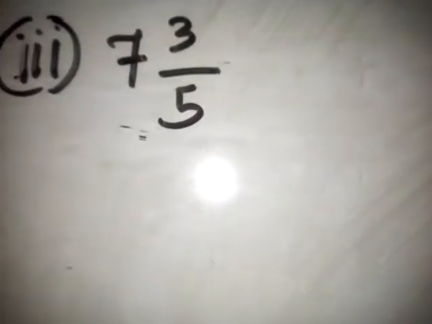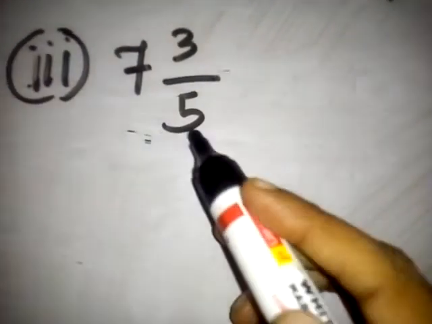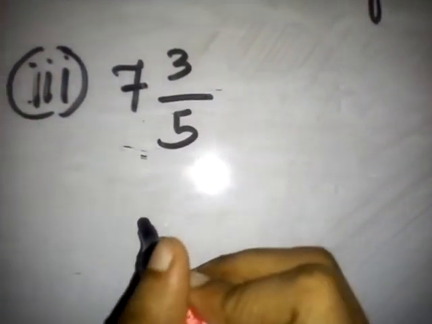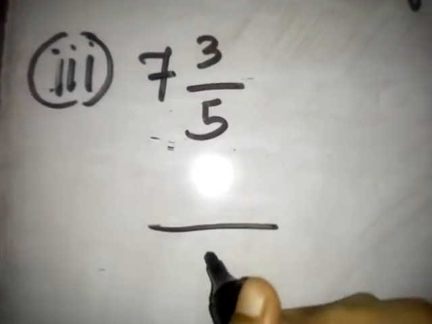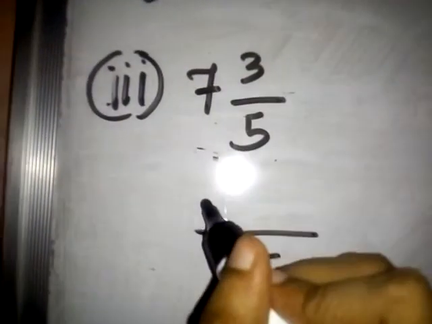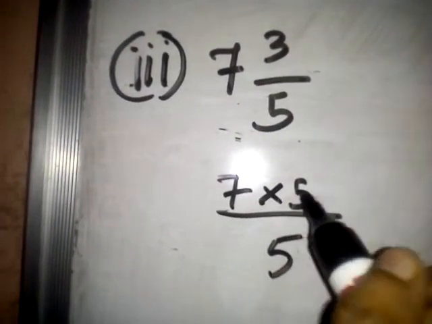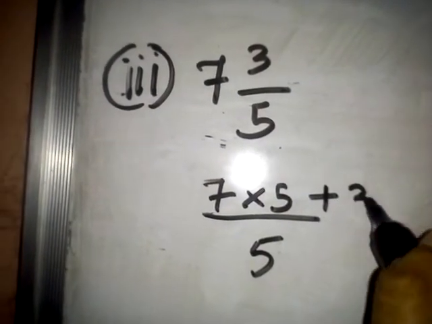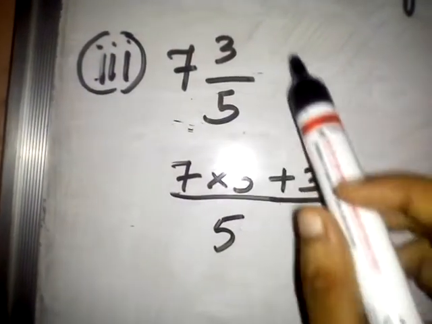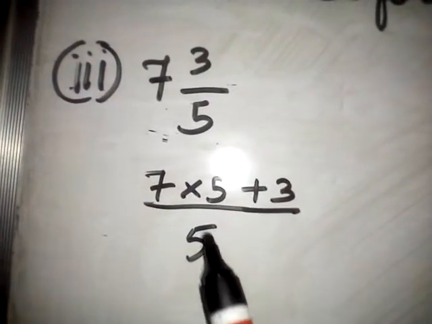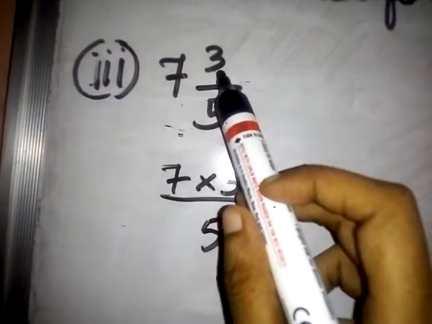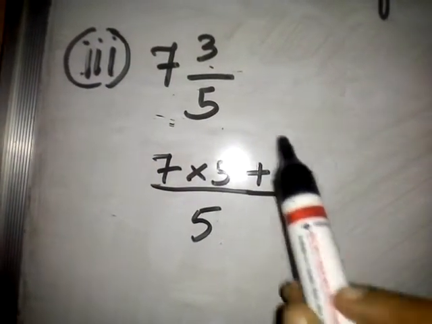Now look at the third sum. 7 and 3 upon 5. A mixed number is given. Integer, numerator upon denominator. First, you have to convert the mixed number into an improper fraction. Denominator, write as it is. The integer you have to take in multiplication form: 7 into 5, plus the numerator, that number you have to add, plus 3.